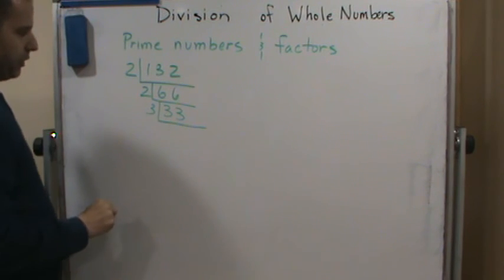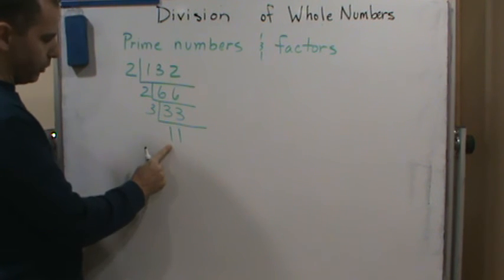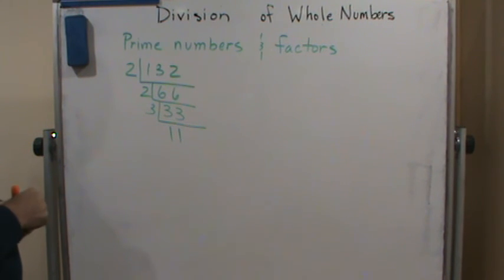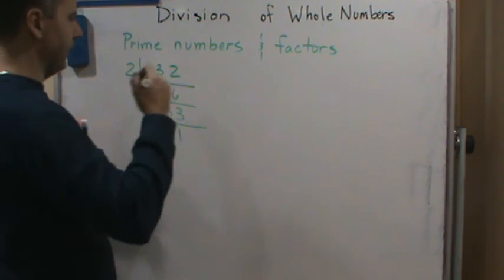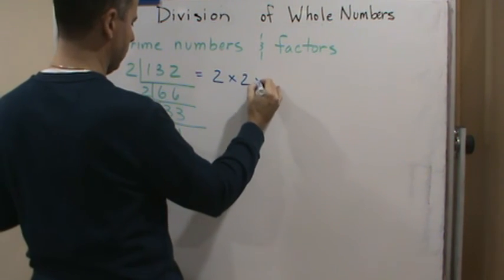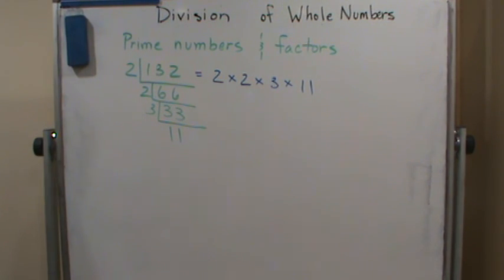So 3 goes into 33 11 times. Now, guess what? 3 does not go into 11. In fact, 11 is prime. So now, guess what? I'm done. So the prime factorization of 132 is this. It equals 2 times 2 times 3 times 11. And that's the prime factorization of 132.